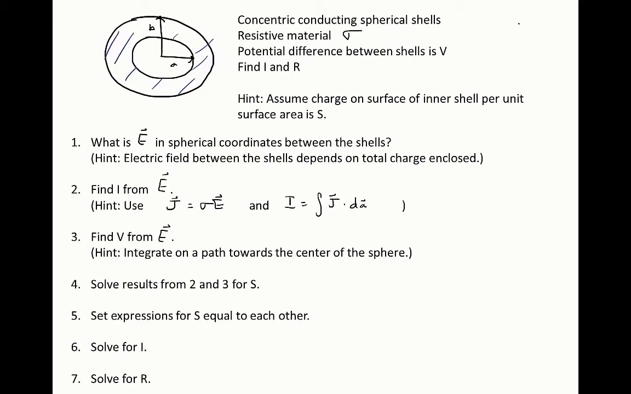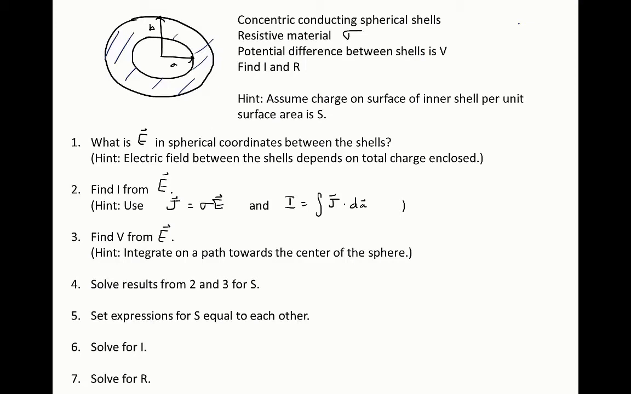We want to find the current flowing from one shell to the other. And if we assume that the surface charge on the inner sphere is some positive value S, then we're going to have current flowing from the inner sphere to the outer sphere. So we want to find what that current is and figure out what the resistance of the spherical shell is.